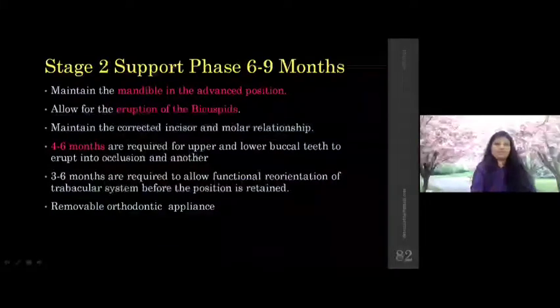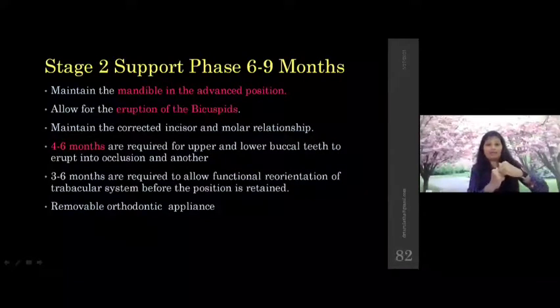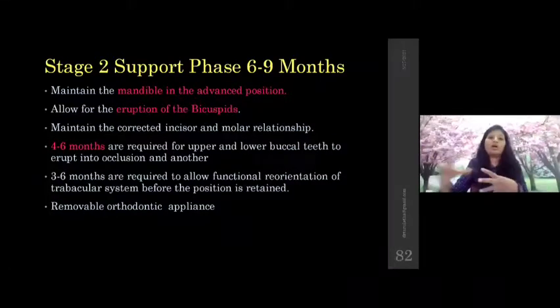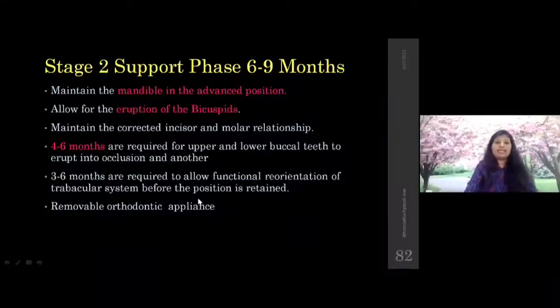The support phase lasts from 6 to 9 months, and in this stage, what we basically do is erupt the bicuspids, which have not erupted. We are going to erupt them in this stage, and it requires around 4 to 6 months for the settlement of the occlusion, and around 3 to 6 months for the trabeculae, that is bone formation, to occur. We can give either a removable orthodontic appliance or a fixed orthodontic retainer type of appliance to allow the eruption of bicuspids. Then there is a retention period.